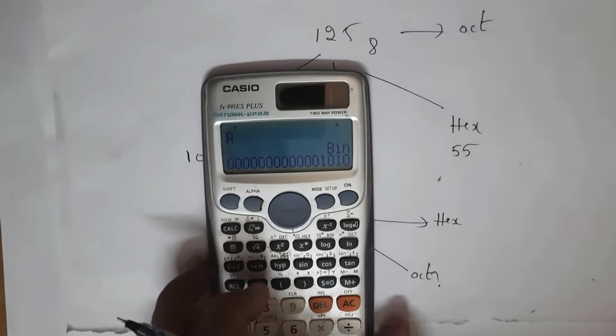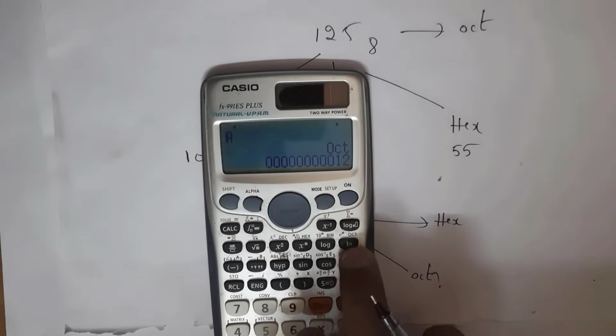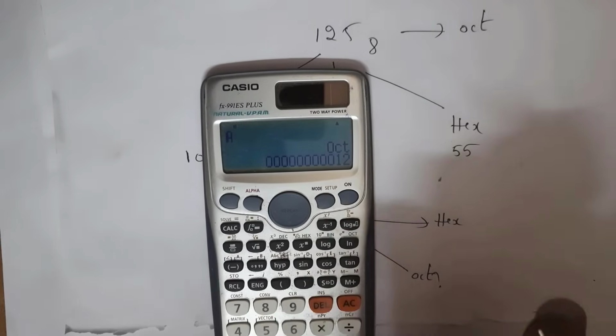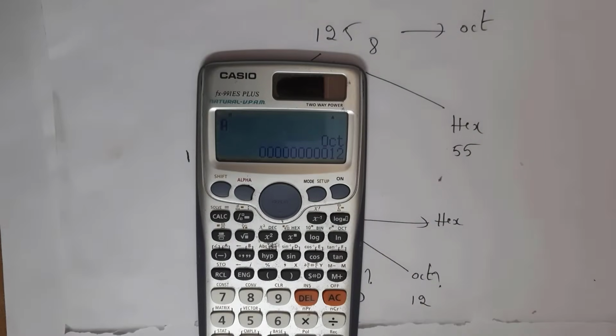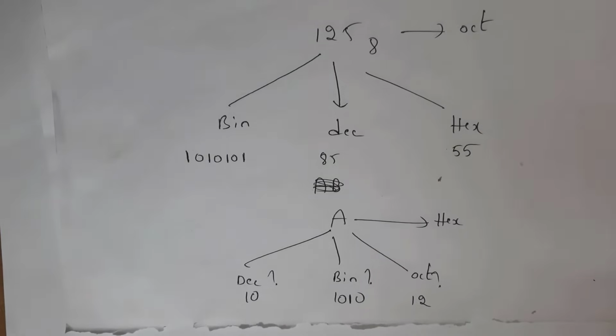And if you want to convert this into octal, then just click on octal. Here you can see octal. Click on it. Answer is 12. This is how we convert hexadecimal number into decimal, binary and octal.